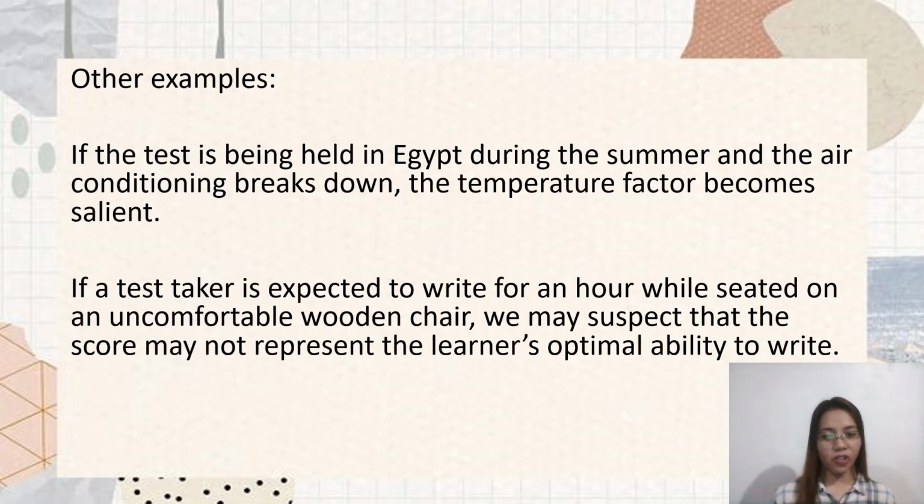Other examples are if the test is being held in Egypt during the summer and the air conditioning breaks down, the temperature factor becomes salient. Next, if a test taker is expected to write for an hour while seated on an uncomfortable wooden chair, we may suspect that the score may not represent the learner's optimal ability to write.